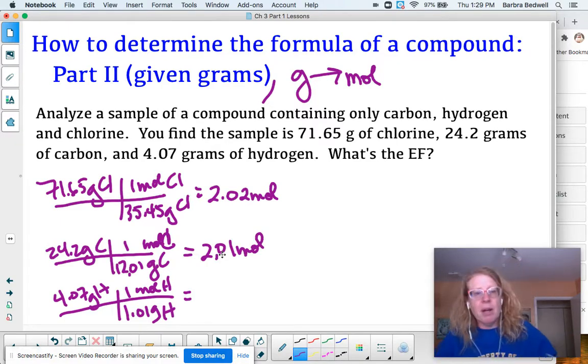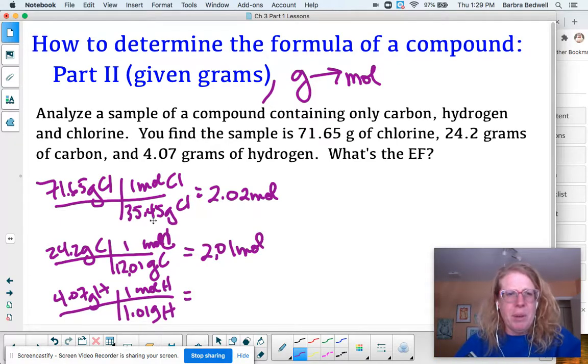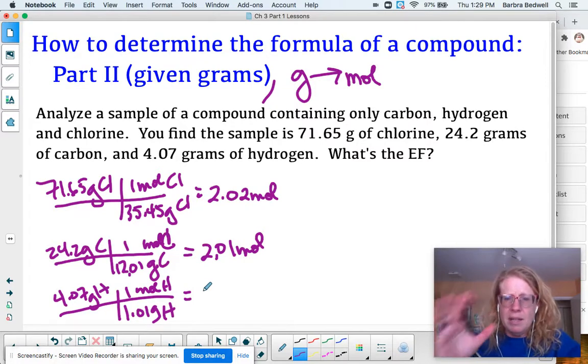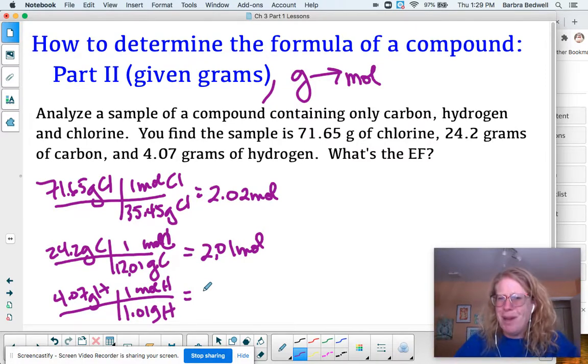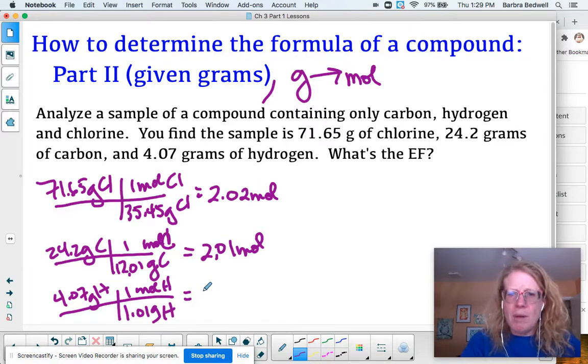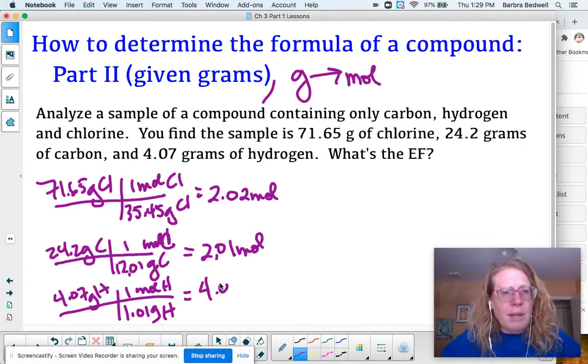I'm being floppy here a little bit with sig figs, but don't, and this is one of the few cases where it doesn't actually matter that much, as long as you keep some extra digits around. I'm keeping with my 2 decimal place rule that seems to work really well with these. And then the last one, 4.07 divided by 1.01 is 4.03 moles. So this is hydrogen, this is carbon, and this is chlorine.